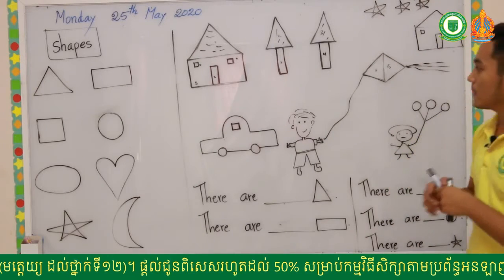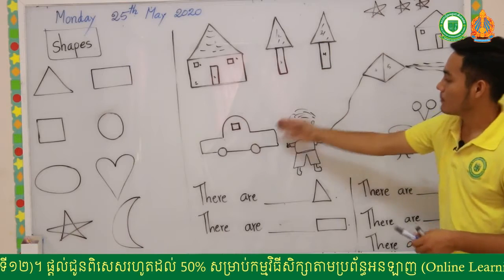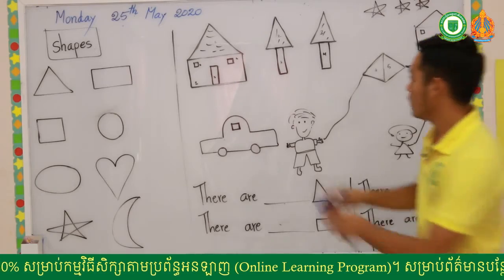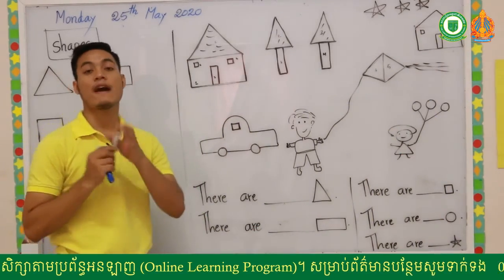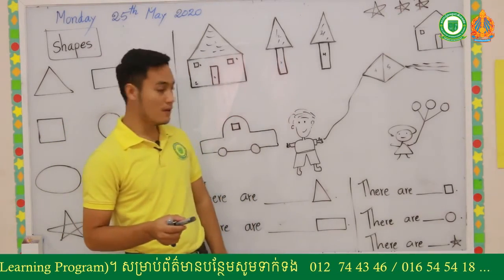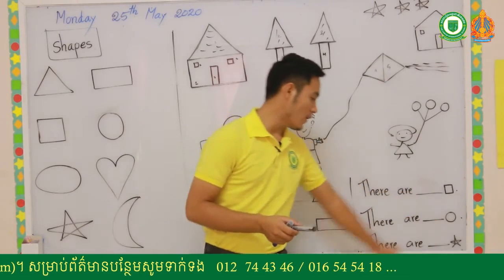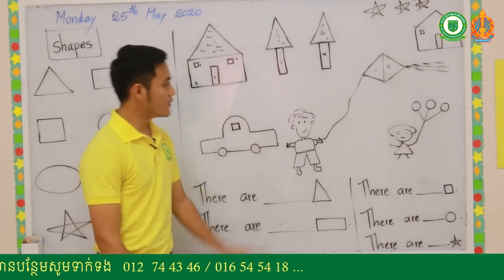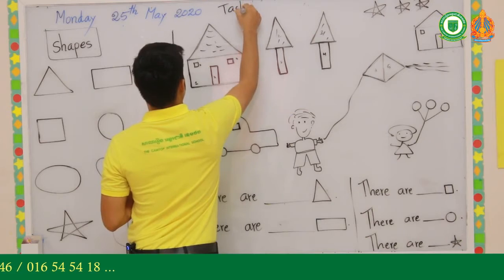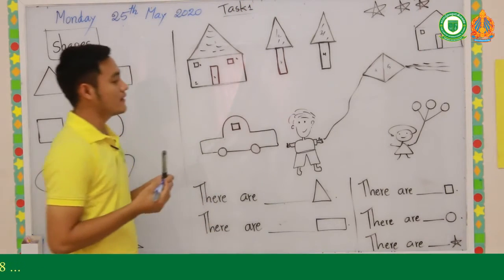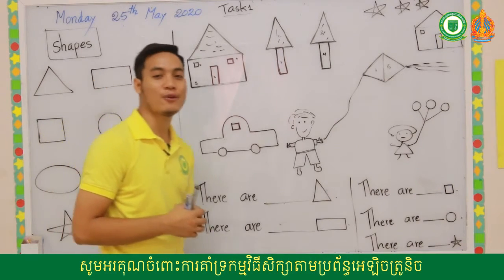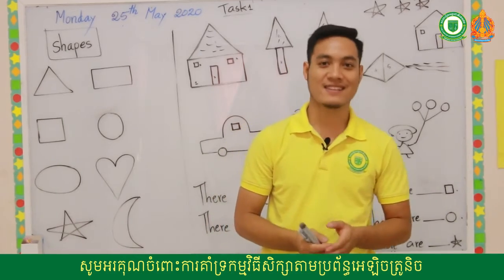So look at the picture, okay? We have two houses, we have trees, we have a car, we have a kite, we have a girl who is playing with balloons, we have stars. So please look at the picture and you need to find five shapes: the shape of triangle, rectangle, square, circle, and star. So this is your task one. You understand? Find the shapes and complete the blanks. Okay, so that's it for part one. Thank you and see you in the next lesson.